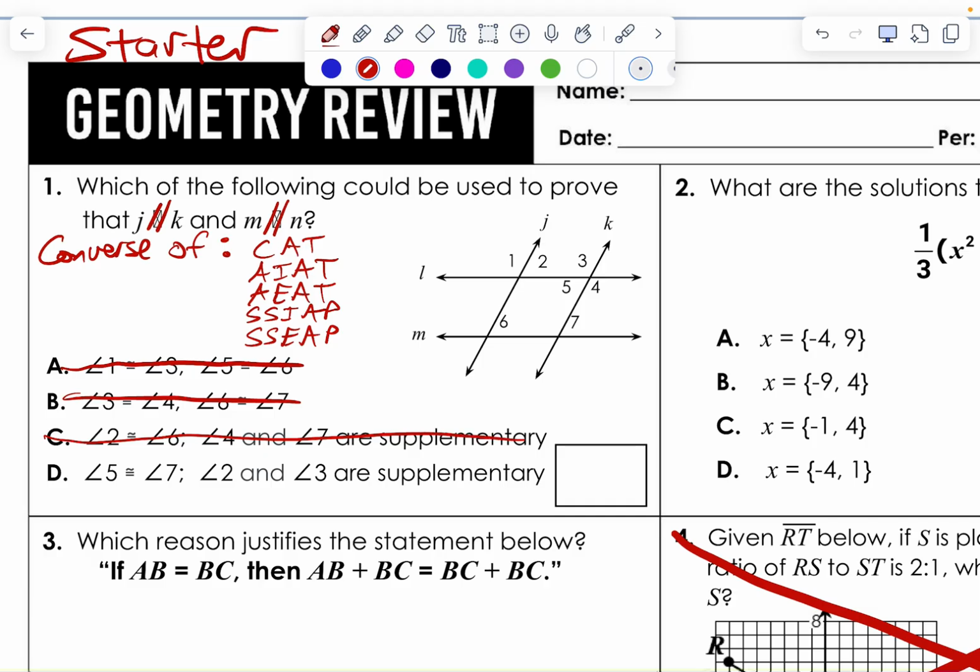They should be, but that still just proves L and M are parallel, not J and K. All right, so hopefully this last one is good. If angles 5 and 7 are congruent, it proves these 2 lines are parallel by what? Yeah, converse of alternate interior angles. And then 2 and 3 are supplementary. That does prove J and K are parallel by what? Which one of those? Well, what kind of angles are 2 and 3 on J and K? Same side interior, yeah, and so they're supposed to add up to 180.